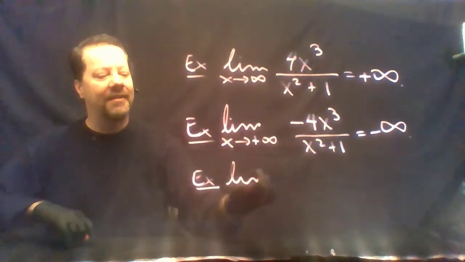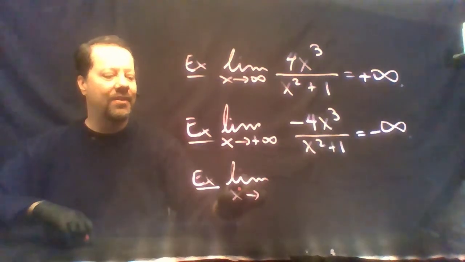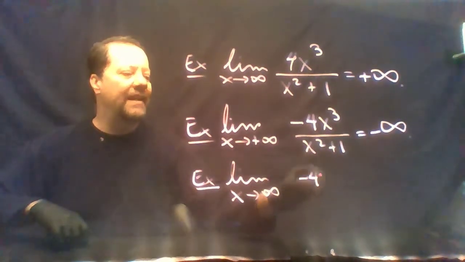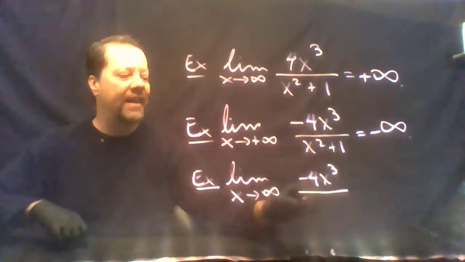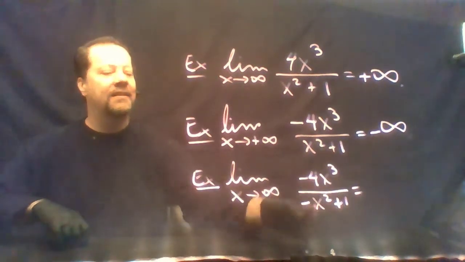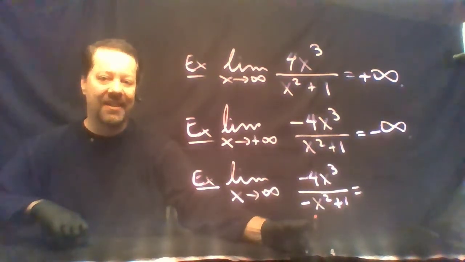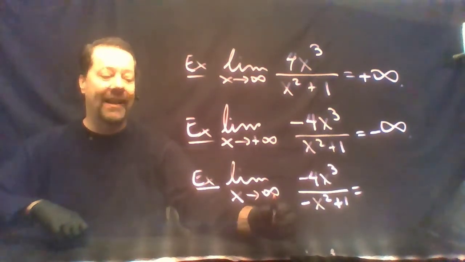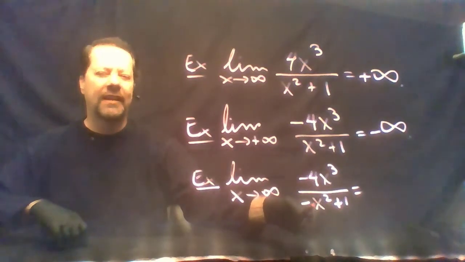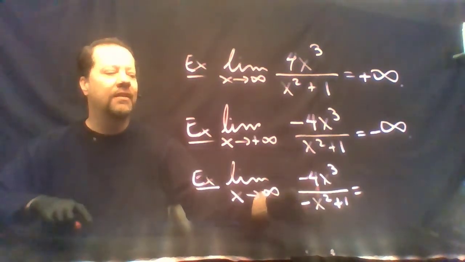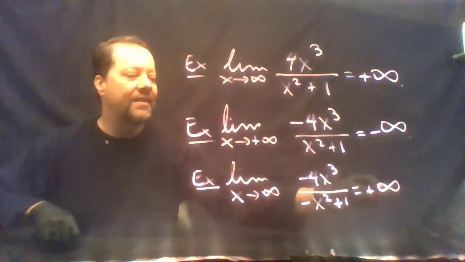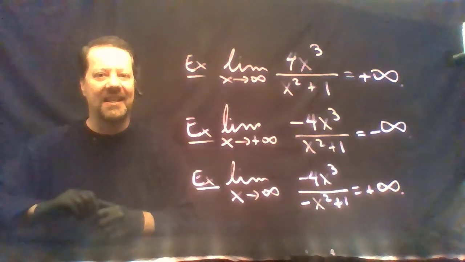What if I had the limit as x goes to positive infinity of negative 4x cubed divided by negative x squared plus 1? Now the numerator and denominator are going to be negative when x gets huge. We'll have a negative huge over negative not quite as huge, but still huge. The top wins, negative over negative. The limit is positive infinity in this case.